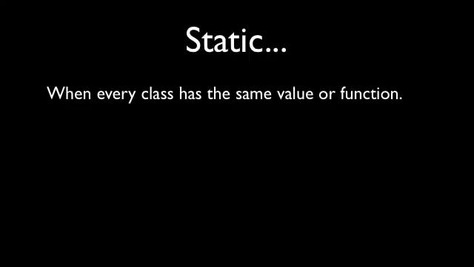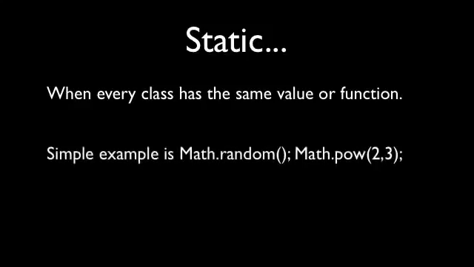Now, static is something where every class has the same value or function. That's very key. And that means that it's static. It's not changing. An instance can change. It can change the number of wheels, for instance, that the car currently has. Maybe the wheels are being changed.